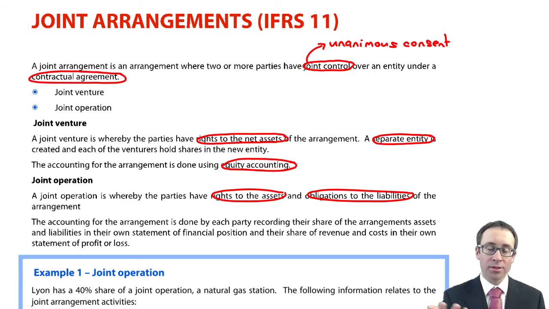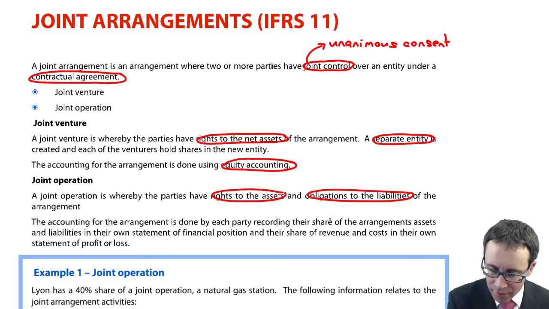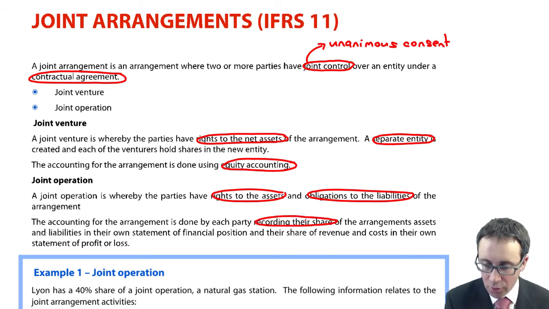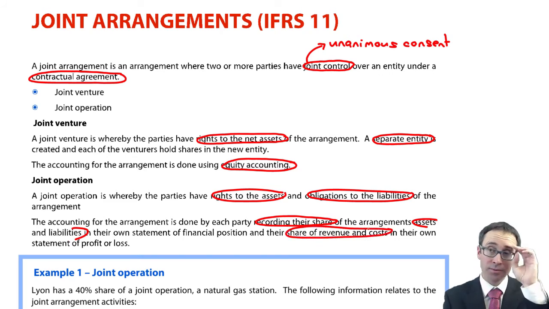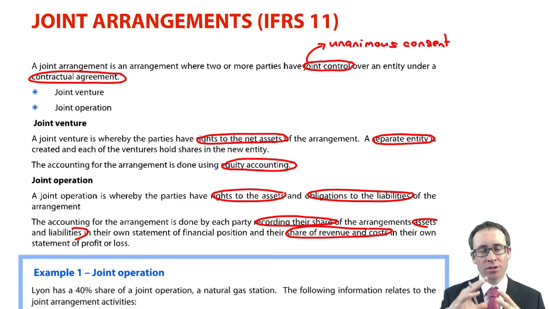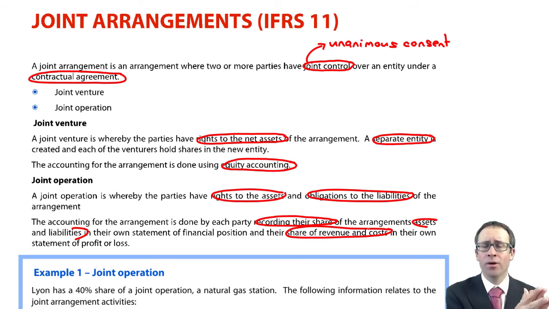Okay, the accounting treatment here is everything to do with your share. So you record your share of your assets and liabilities, and then you record your share of revenue and costs in your statement of profit or loss. Okay, so very much different to equity accounting. Here you're just going to record your assets and liabilities on your SFP, so what you own, and then what you generate from that shared ownership, you will show as your share of the revenue and your share of the costs. Okay, and essentially that's it. There's nothing else to it.